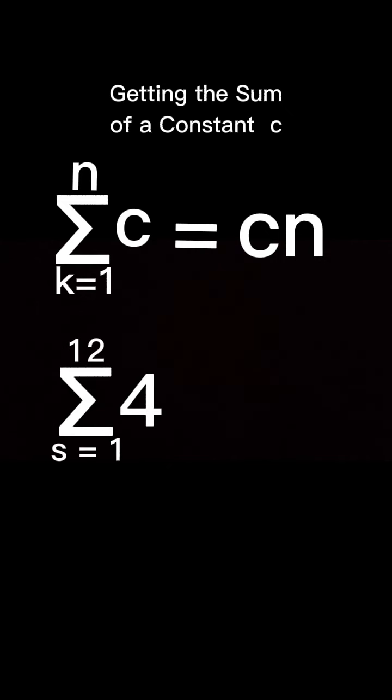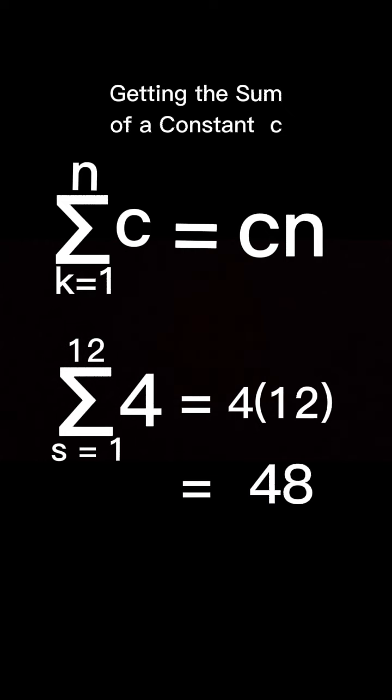Second property that we will use is getting the sum of a constant c. The sum of 4 as s goes from 1 to 12. In this property, we will just directly multiply 4 by 12, and the answer would be 48. Therefore, the value of the summation is 48.